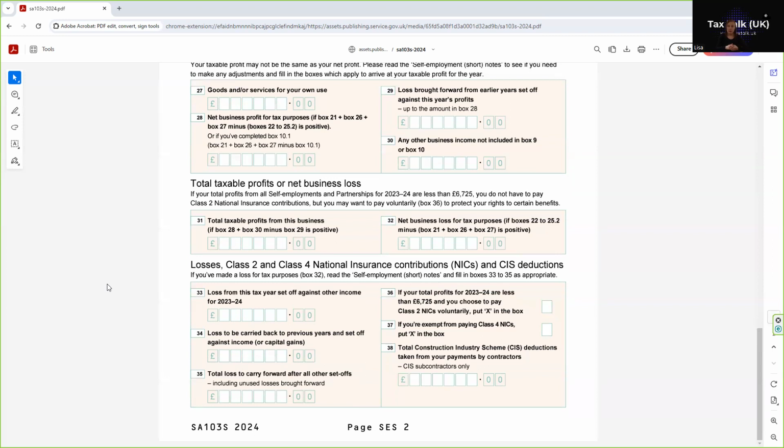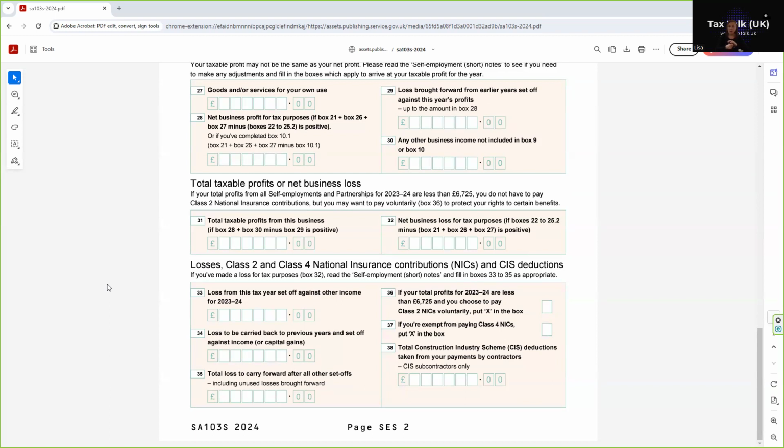And then we have the opportunity to talk about class 2, class 4 national insurance and CIS deductions. If you are a CIS subcontractor, you will know that. If that phrase makes no sense to you, then it means that it's not relevant to you. If you've had CIS deducted by your contractors, they will have given you a deduction statement each time they've made a deduction, and the total of the deductions should be included here, so that it can be taken into account against your total tax liability.